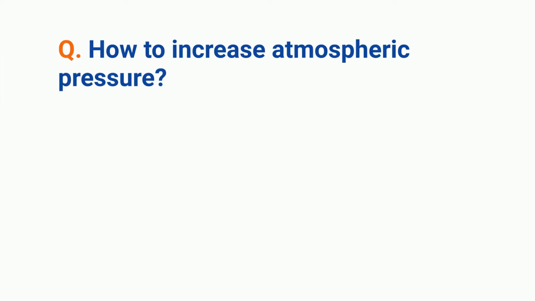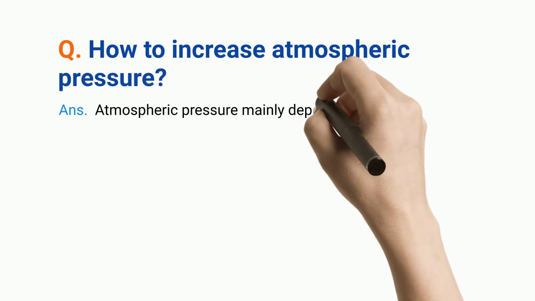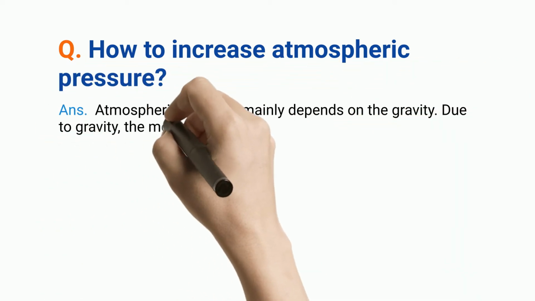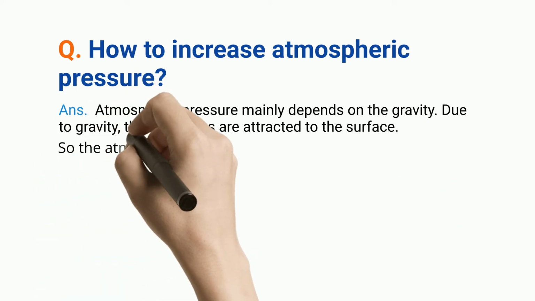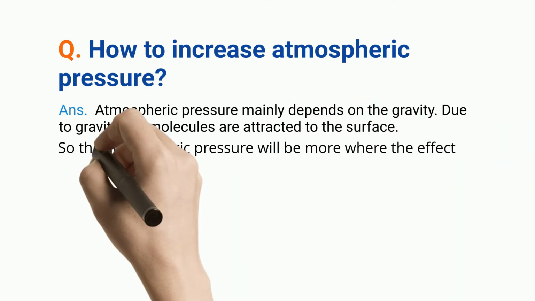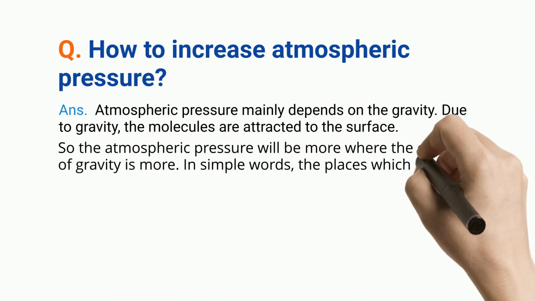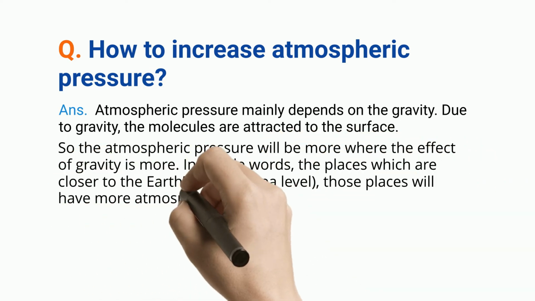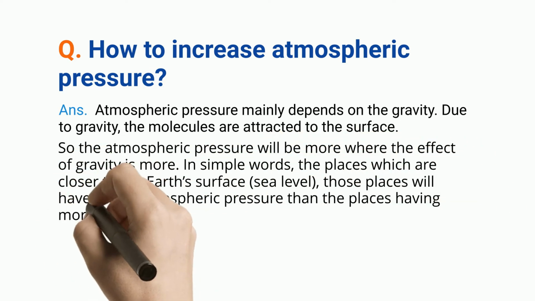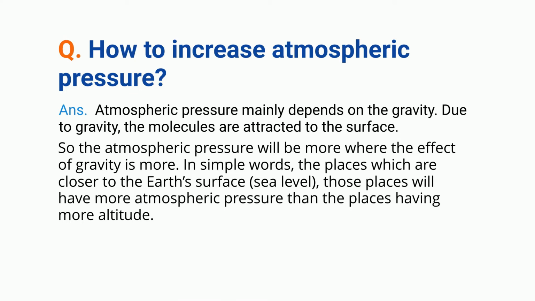How to increase atmospheric pressure? Atmospheric pressure mainly depends on gravity. Due to gravity, the molecules are attracted to the surface. So the atmospheric pressure will be more where the effect of gravity is more. In simple words, the places which are closer to the Earth's surface, sea level, will have more atmospheric pressure than the places having more altitude.